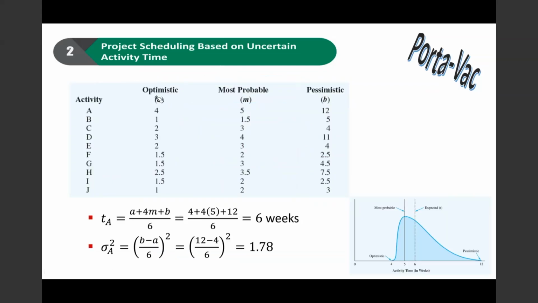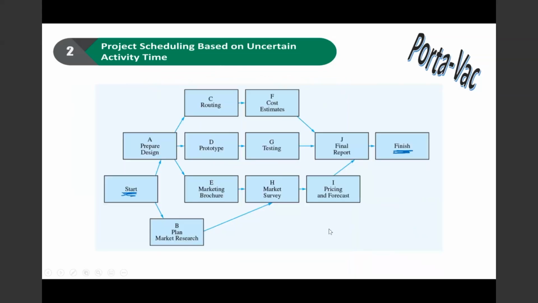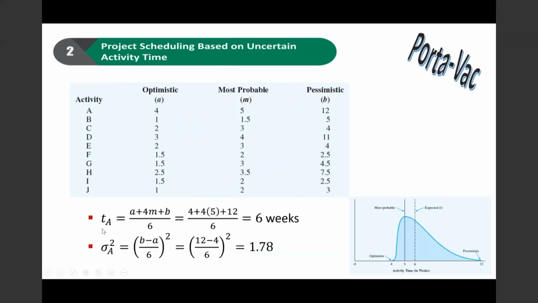Activity A, optimistically, will take 4 weeks to complete. Most probably, it will take 5. And at the worst, pessimistically, it will take 12. First, remember we said in the project network, we are using the mean time to calculate the schedule for the project. So we need to find a mean for activity A. And because here we are dealing with a range, we also need to find a variance for that particular activity, because the variance of the critical path needs to be measured as well.